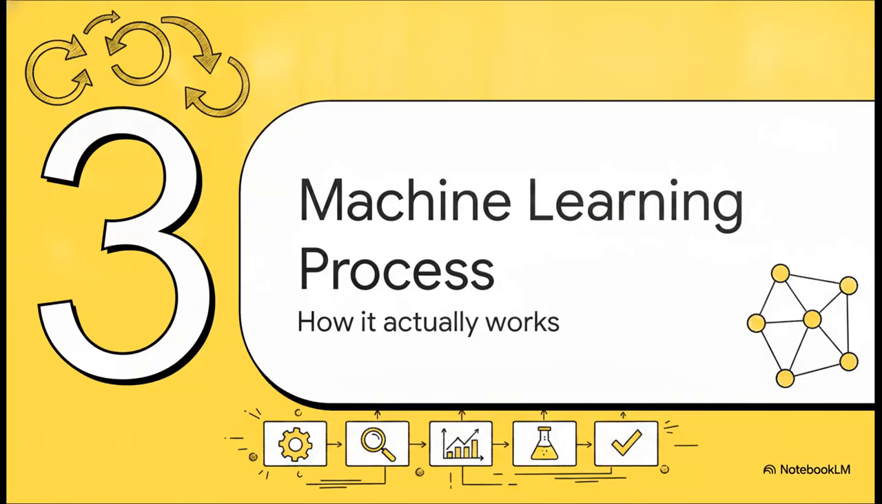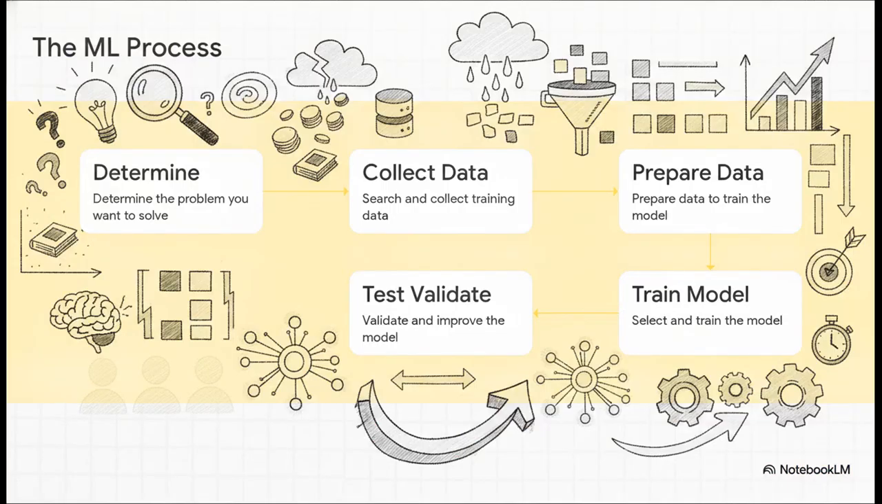All right, Section 3, the machine learning process. Shifting away from the types of learning for a second, let's look at the actual step-by-step mechanics of how developers build these powerful models. The core process fundamentally breaks down into 5 steps. First, you determine the specific problem you actually want to solve. Second, you hunt for and collect your training data. Third, you prepare and clean that data. Fourth, you train the model. And fifth, you test and validate it using separate test data.